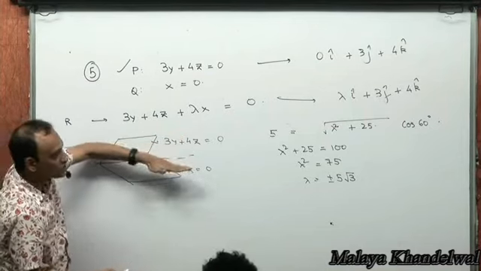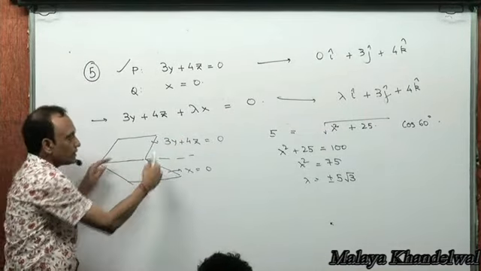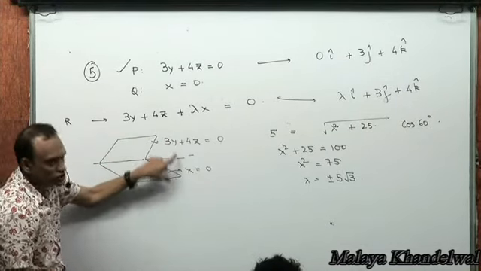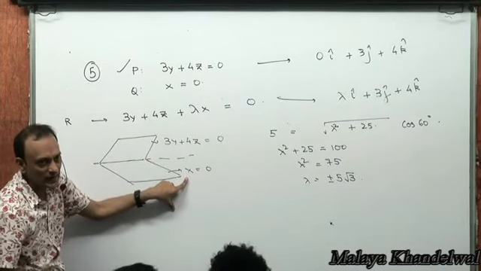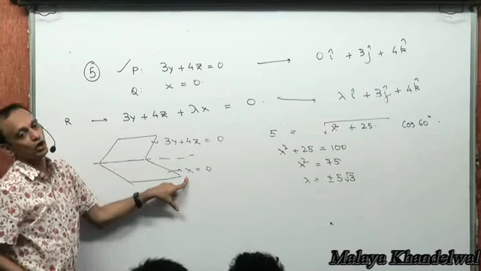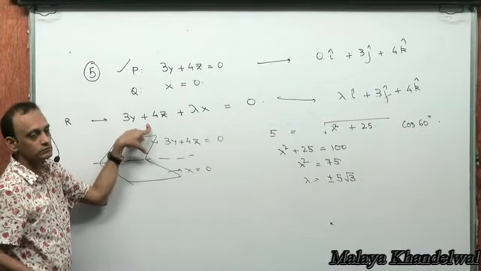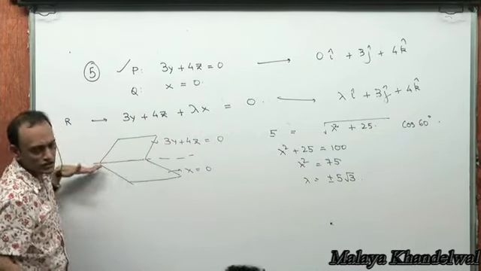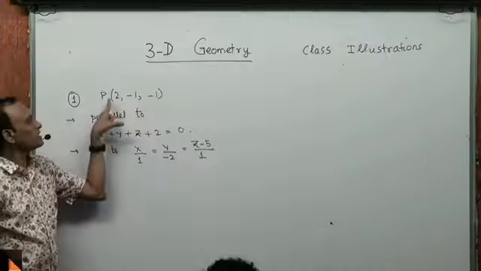That means the plane in its new position will still pass through this line, the line of intersection of these two planes. And any plane that passes through the intersection of these two planes can be a linear combination. That's why this is the formation of the required plane. Different values of lambda will give me different planes passing through this line of intersection. Got me? Clear?